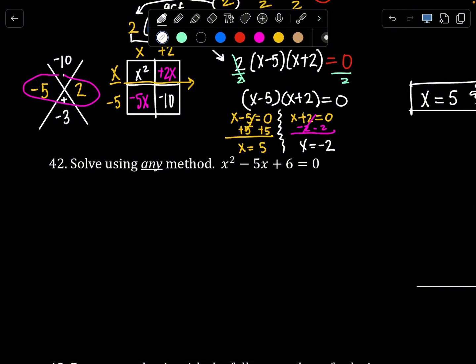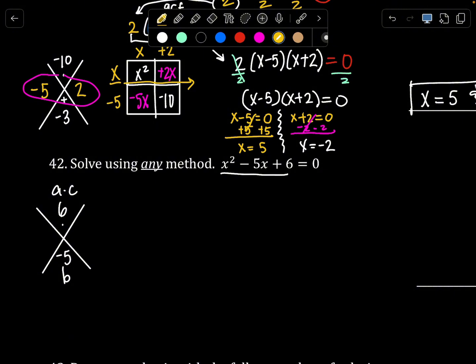Anybody know what method I can use for 42? What might be a good starting point? Since it's 3 terms, the x method. Good. A times c goes on the top, b goes on the bottom. A times c, that's 6. You have to multiply to 6 and add to negative 5, right?